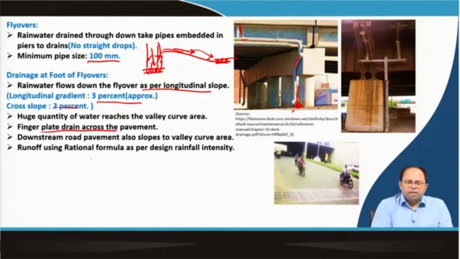The downstream road pavement also slopes down. So we have the flyover, then the road is like this, and we have this finger drain over here. Water from both the downstream side and from the flyover side comes to this point. That means the downstream road pavement also slopes towards this valley curve area. That is why, if this drain is blocked, we will see ponding over here. This drain needs to be designed following the rational formula for runoff. From there we can estimate the amount of runoff, and as per the design rainfall intensity we can design the size of this drain.